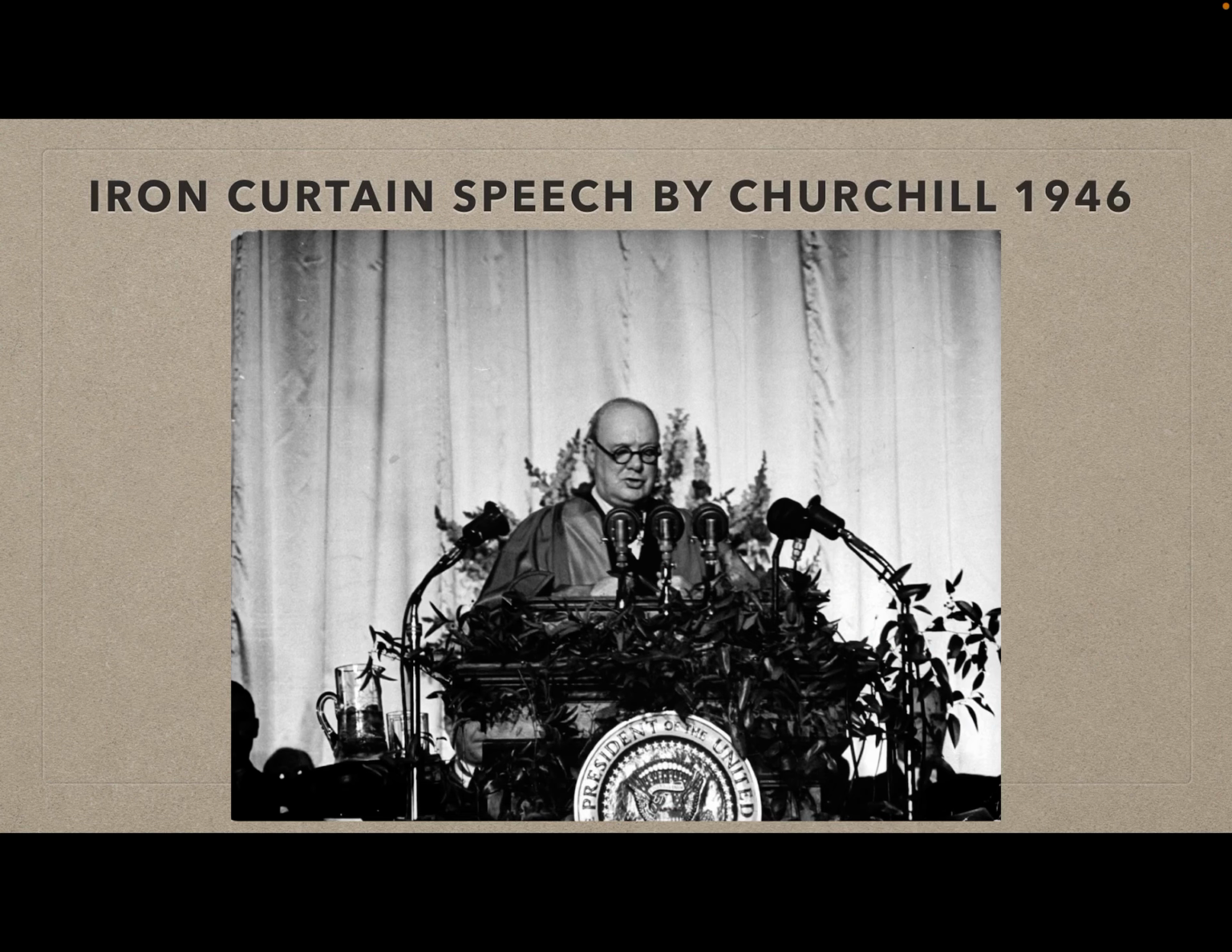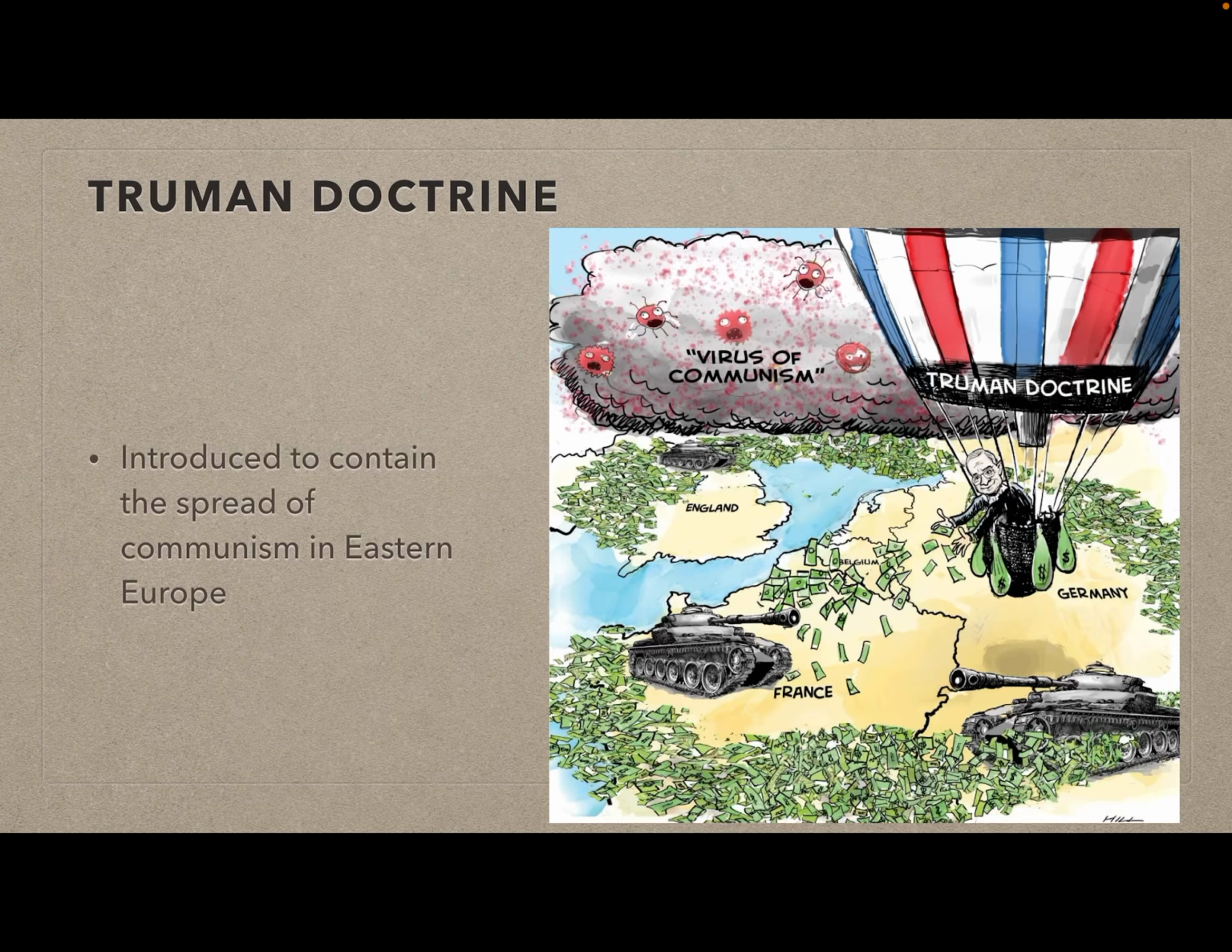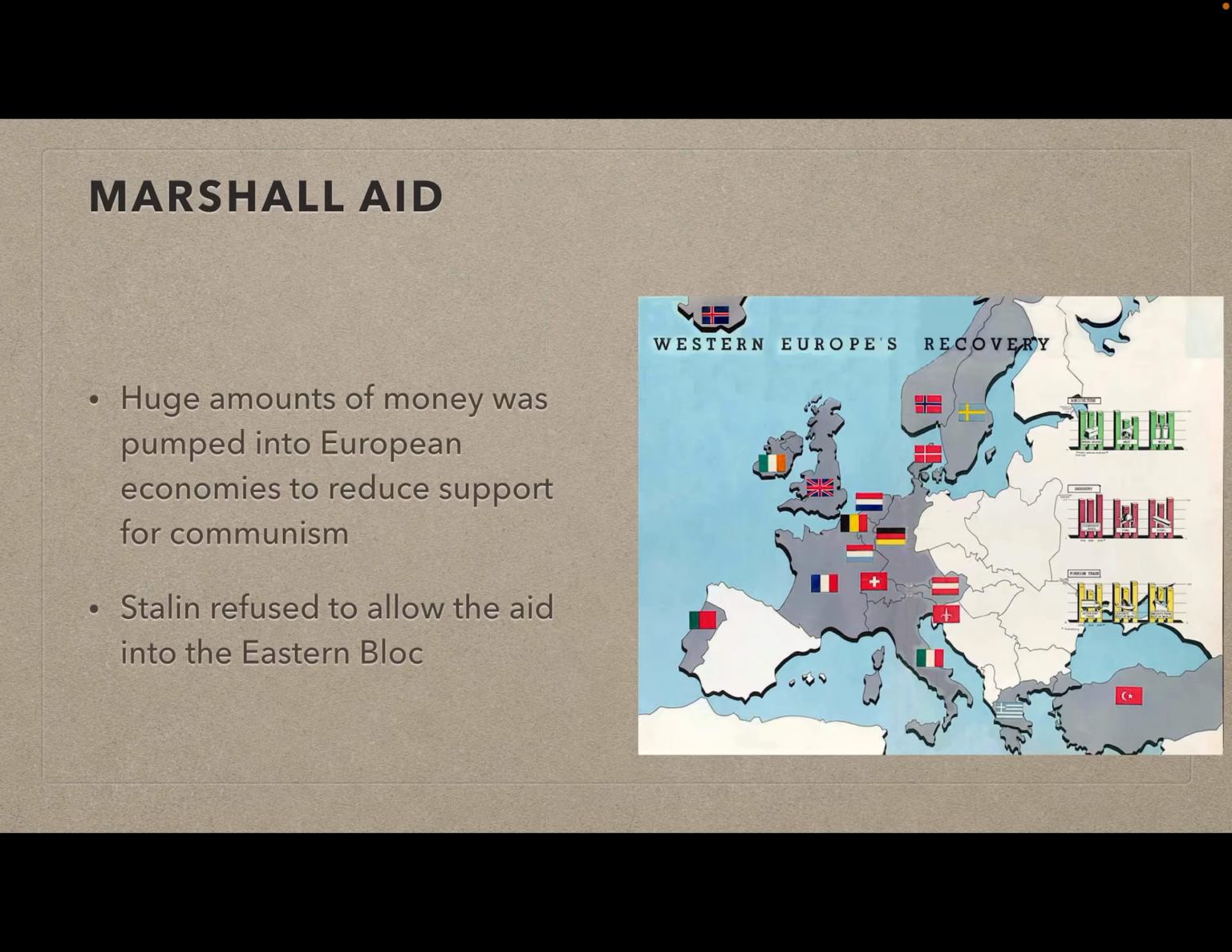It was this takeover of Eastern Europe that led to Winston Churchill's Iron Curtain speech in 1946. And it was also in 1946 that the President of the United States, Harry Truman, introduced the Truman Doctrine, which looked to contain the spread of communism in Western Europe. Now, one of the big incentives that the US came up with to reduce support for communism in Europe was Marshall Aid, in which huge amounts of money were pumped into European economies. Stalin refused to allow this money into the countries in the Eastern Bloc.